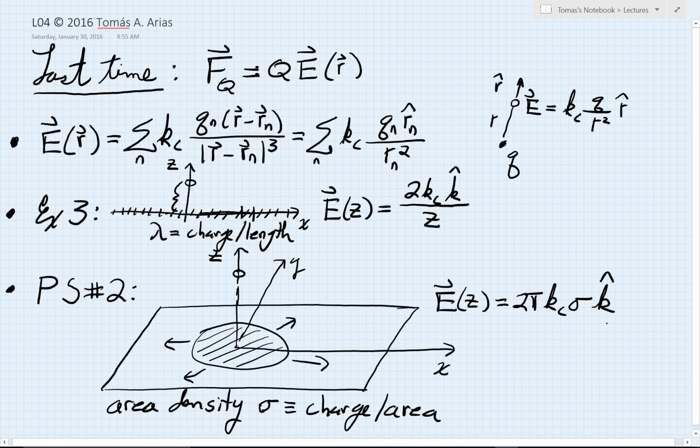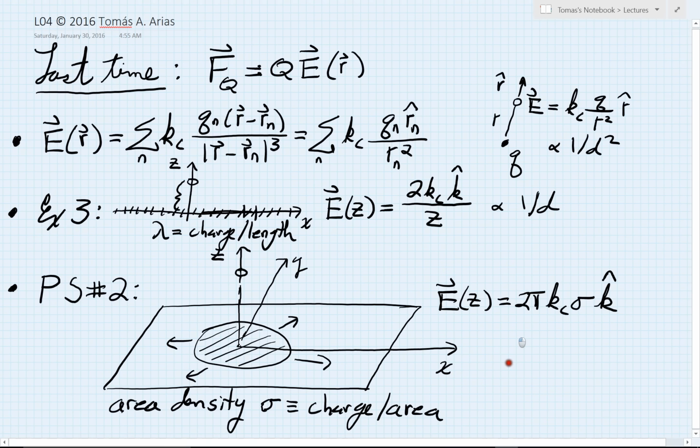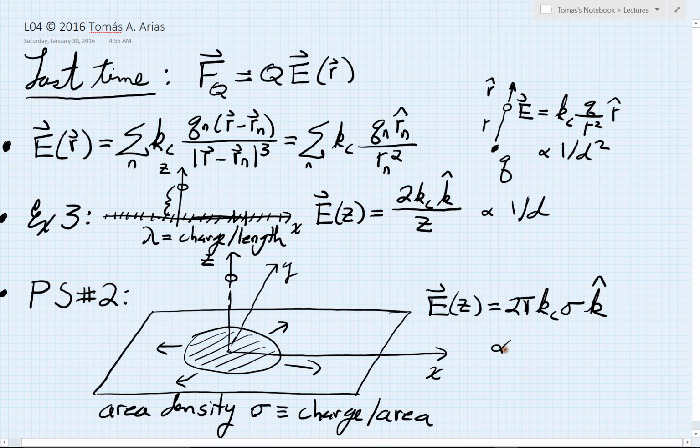So we have this interesting trend where for the point charge, the field goes in proportion to 1 over distance squared. For the line of charge, it goes like 1 divided by the distance. And for the sheet of charge, when we smear things out yet once again by yet another dimension, the variation with distance is constant. So it's really like 1 over distance to the 0 power. So you can see this trend in the exponents, 2, 1, and 0.